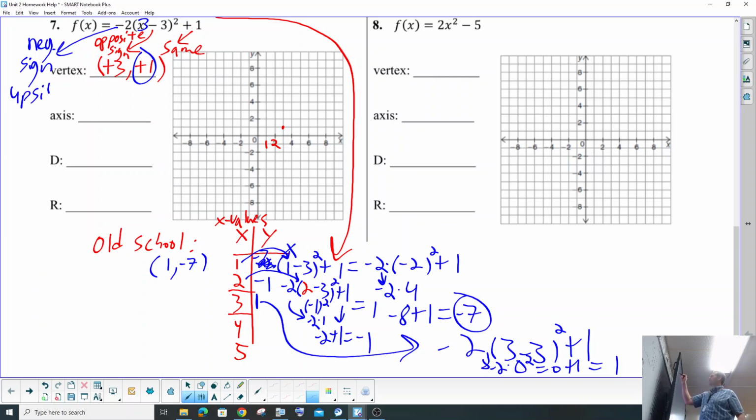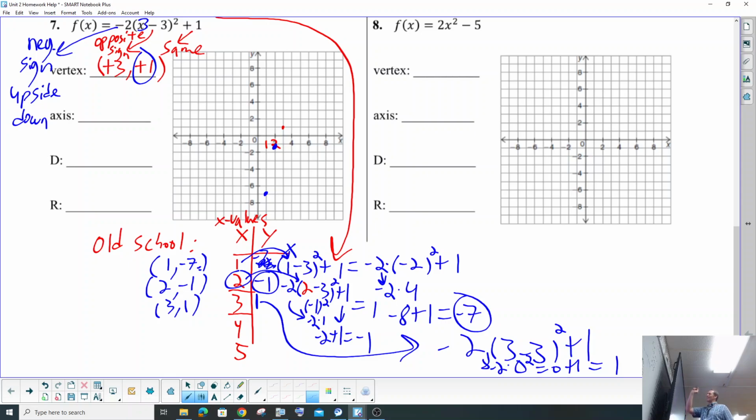It means upside down. As you can see, when we start to graph it, we're going to go 1, -7. So 1, -1, 2, 3, 4, 5, 6, 7. What's next? We go over 2, down 1. Then we go 3, +1, which is our vertex. So we go over 2, down 1.